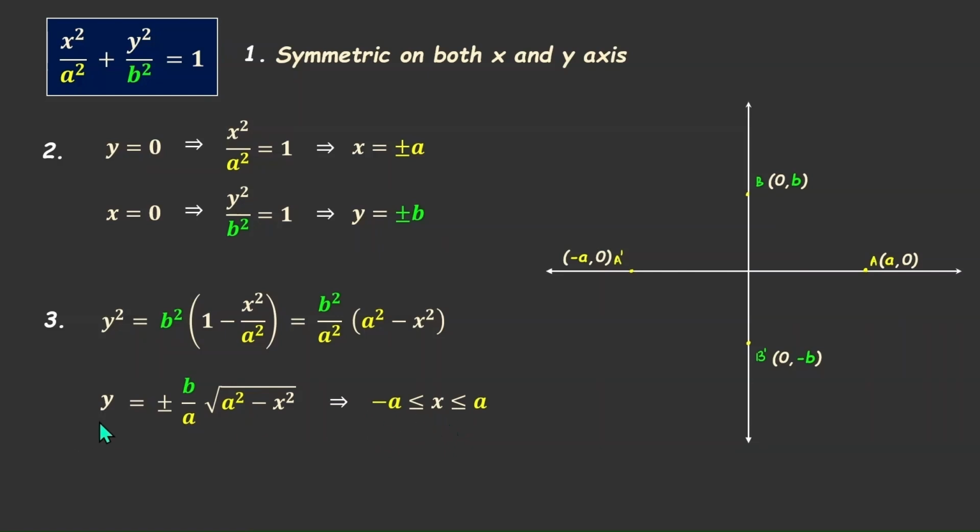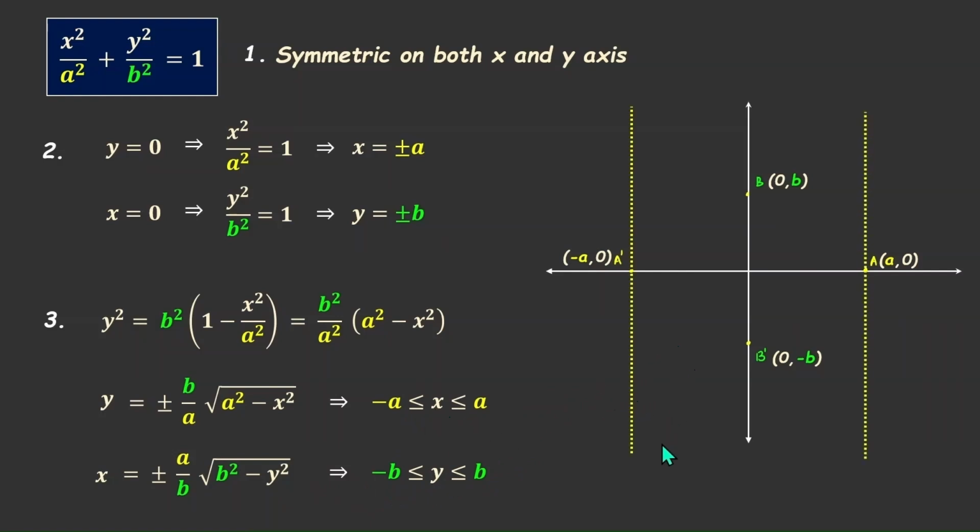Similarly, the equation of x in terms of y would be x is equal to plus minus a upon b into root of b square minus y square. So this gives us the limit of y. So y is between minus b and b. So we also know the entire domain of both x and y. So here x would be between minus a and a, and y would be between minus b and b. So our curve should be between them.